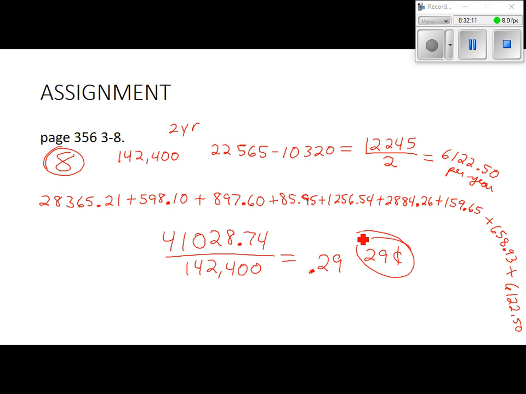Is there a C, maybe a C to answer? No, this one just wanted to know the cost per mile. Oh, okay.